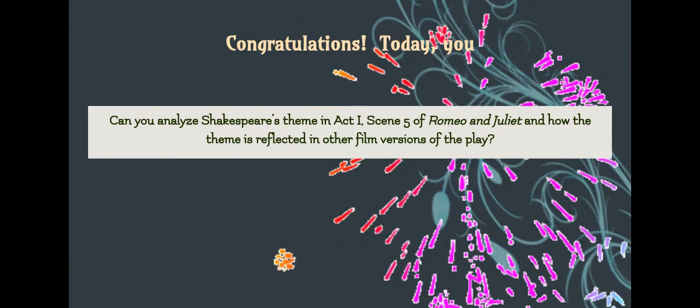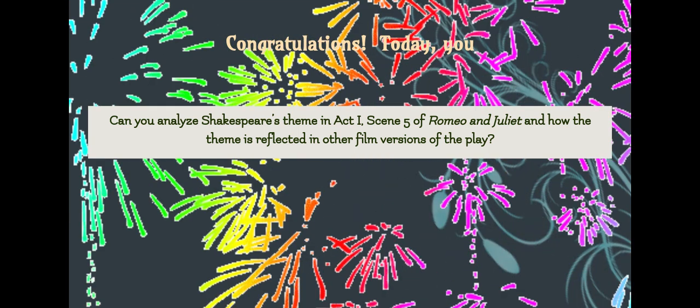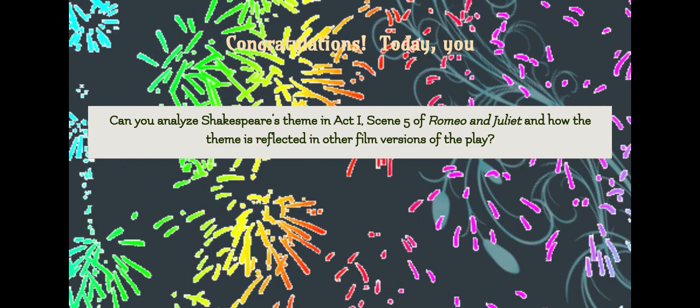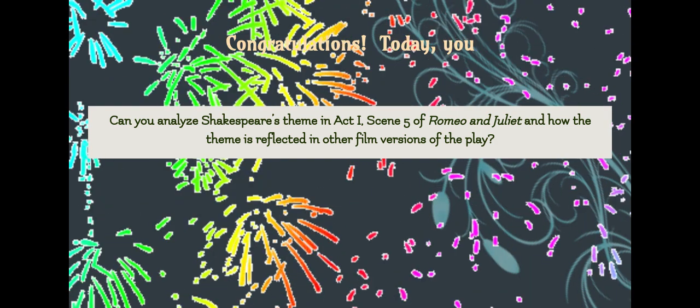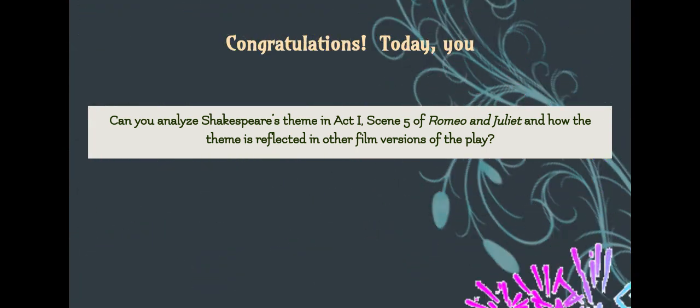Congratulations, you have completed Section 1, Lesson 9, which means you have completed Section 1 of the Romeo and Juliet unit. Today, you analyzed Shakespeare's theme in Act 1, Scene 5 of Romeo and Juliet, and how the theme is reflected in other film versions of the play. Remember that you need to review Act 1 because you will have a quiz before the next lesson.